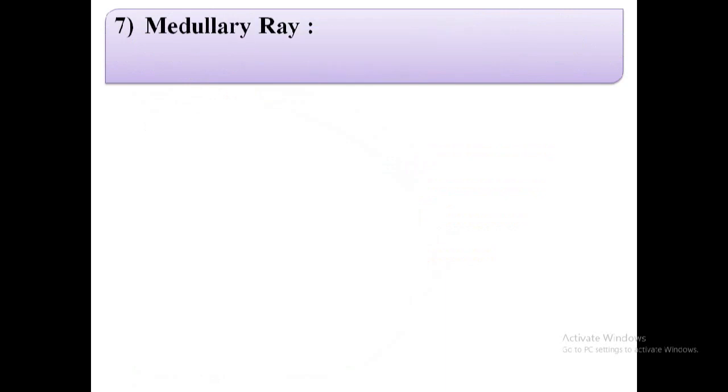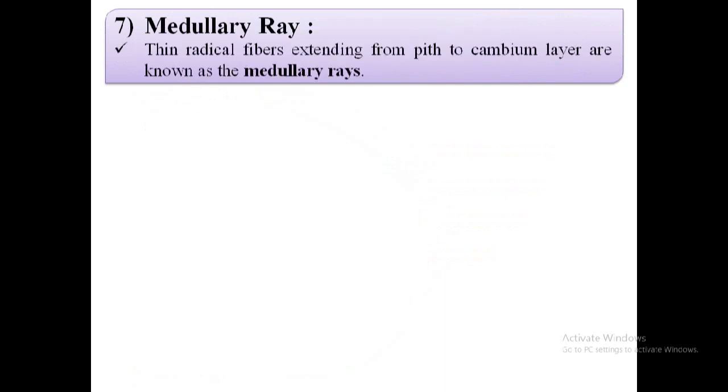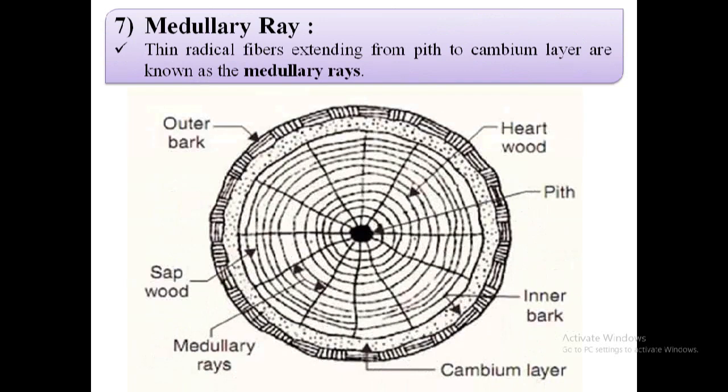Next component is medullary ray. Thin radial fibers extending from pith to cambium layer are known as the medullary rays. So in this image we can see this is the pith, this one is the cambium layer. So these thin radial fibers extending from this pith to this cambium layer are known as medullary rays.